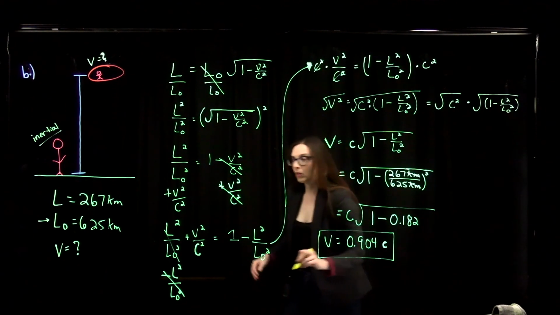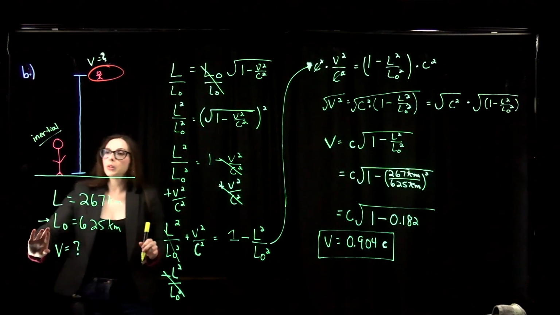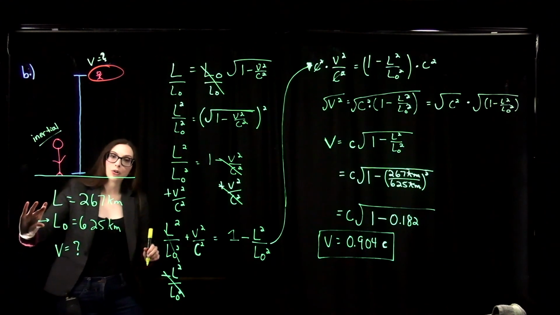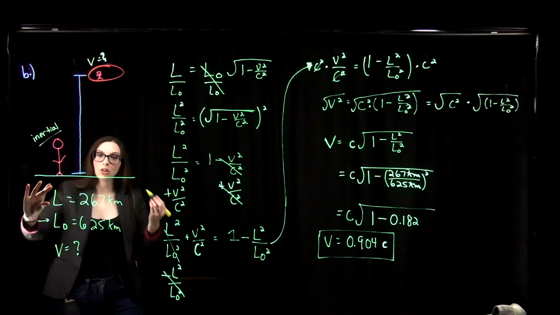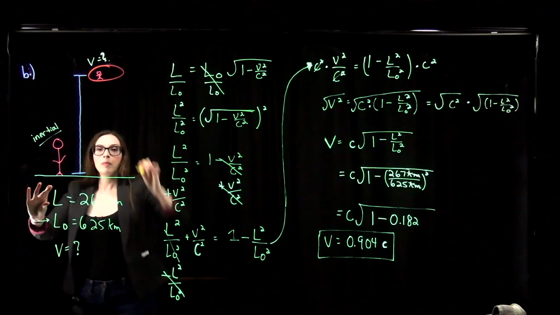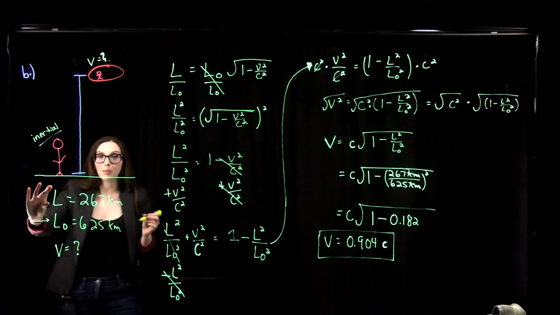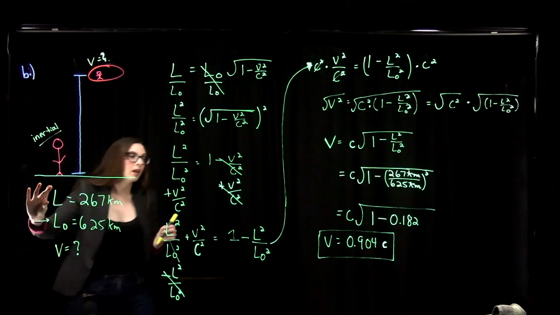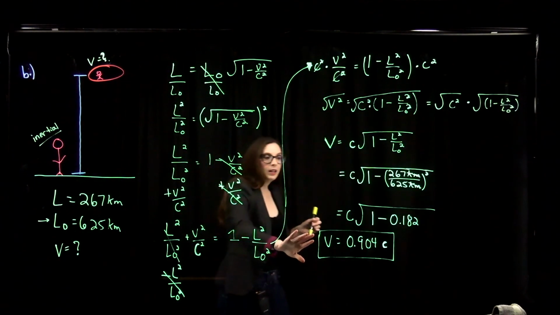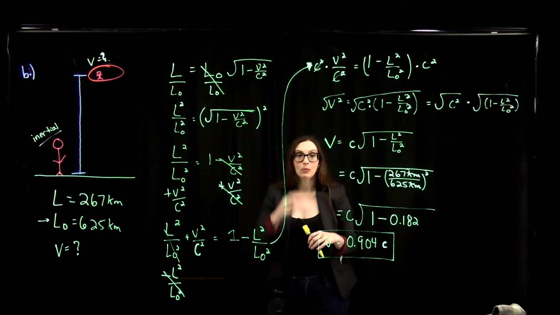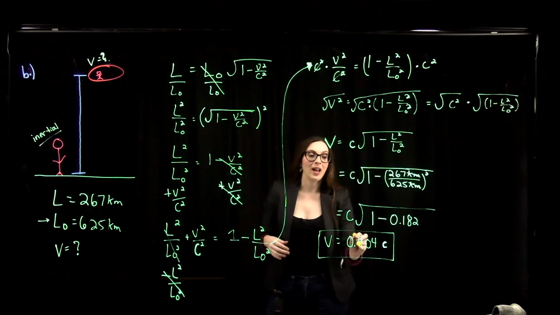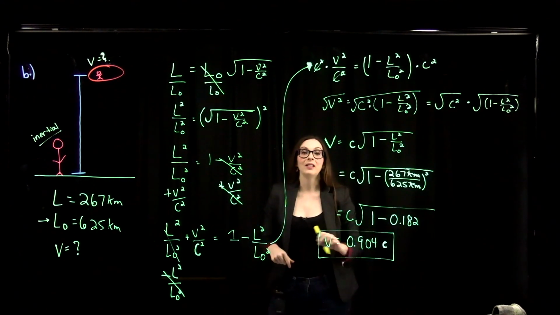So based on these quantities, the length between the ground and the spaceship in the inertial frame, and the length between the ground and the spaceship from the spaceship's frame, from an observer inside the spaceship, we were able to determine how close to the speed of light that spaceship is moving. And this spaceship is moving at almost 90% the speed of light.